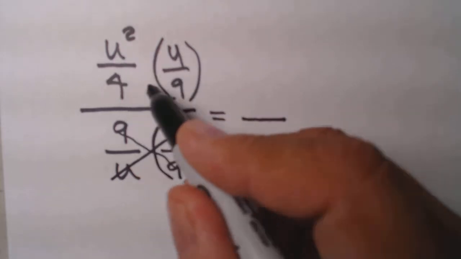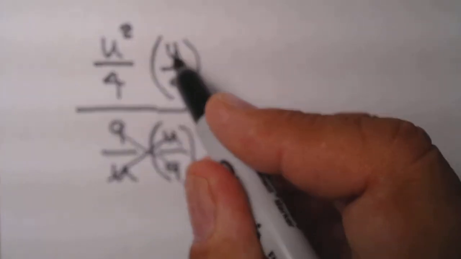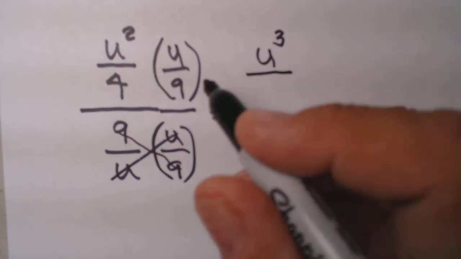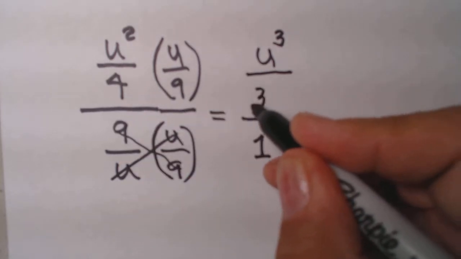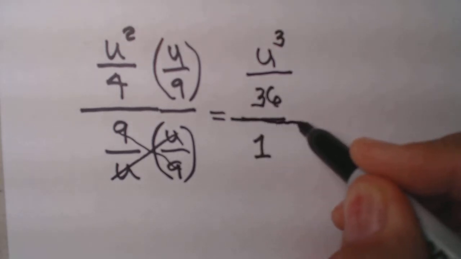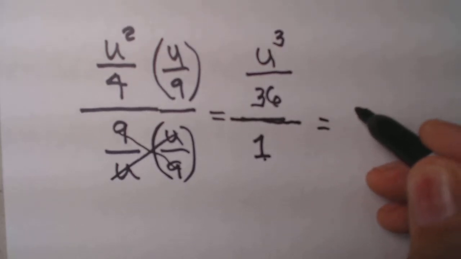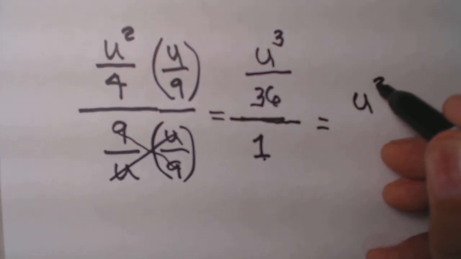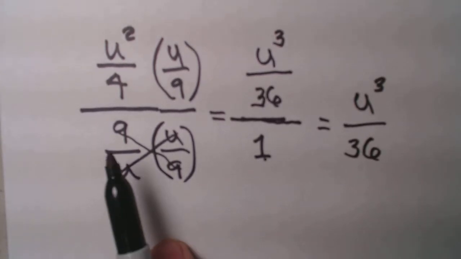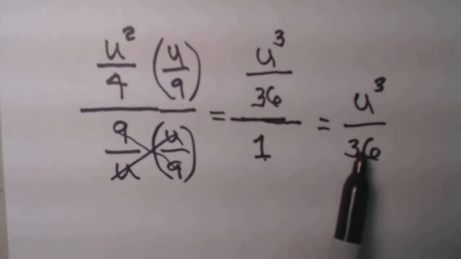Upstairs here, let's see what we can do. Nothing cross cancels here. So it looks like we're going to end up with u squared times u, which is u cubed, all over 4 times 9, which is 36. Well, the downstairs of the big fraction here is 1. And so that means the answer is just the upstairs. So here we are. Our final answer is u cubed over 36. So we've been able to take this original fraction over here and write it in a more simplified form right here.